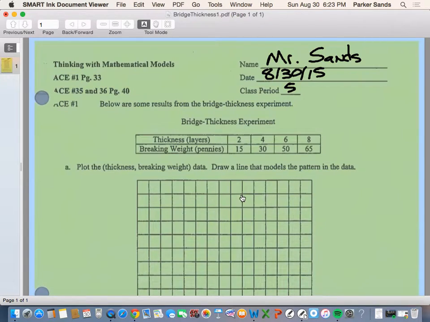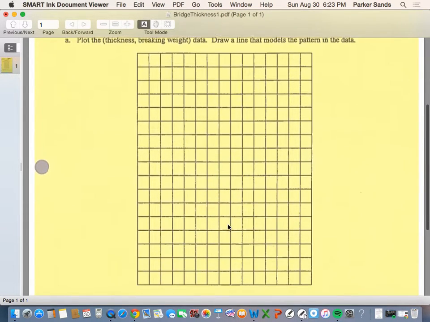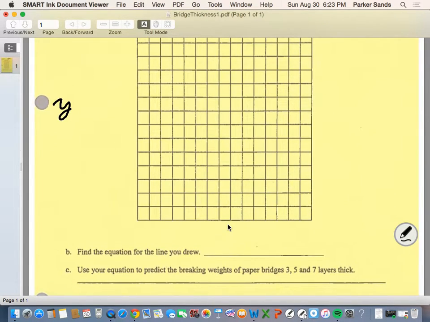So if I move this up, the first thing that we have to do is label which is our x and which is our y-axis. And we always know that our y is going to be vertical, and our x is going to be the horizontal, like so. The y-axis, we said before, that's going to be our pennies, and our x-axis is the bridge thickness.